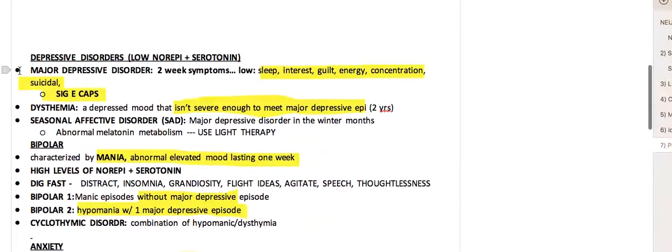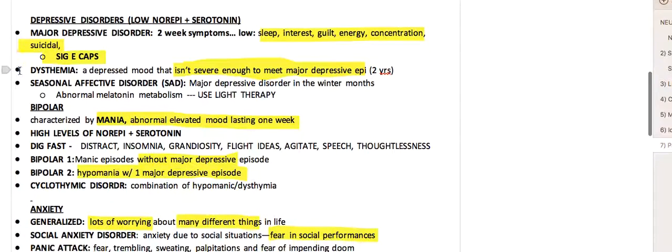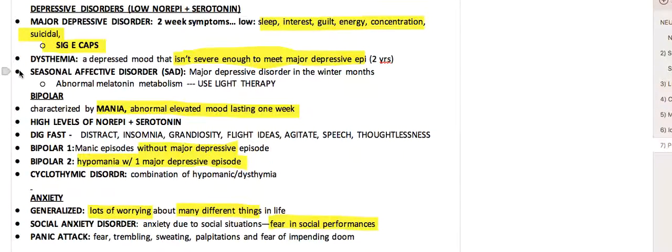Seasonal affective disorder is a major depressive disorder in the winter months. Usually it's abnormal melatonin metabolism, and you can use light therapy, such as bright light in the morning, to fix that and stimulate the pineal gland to produce melatonin.